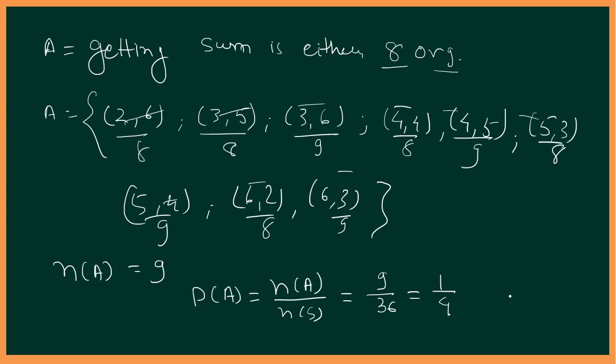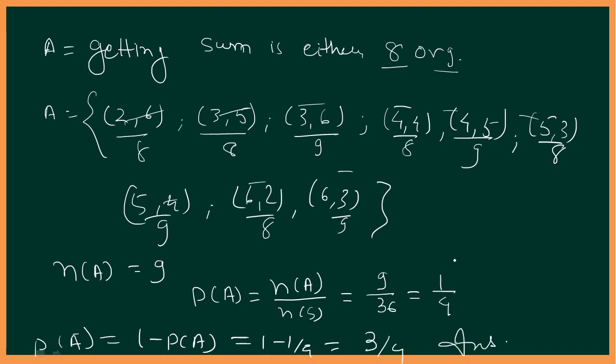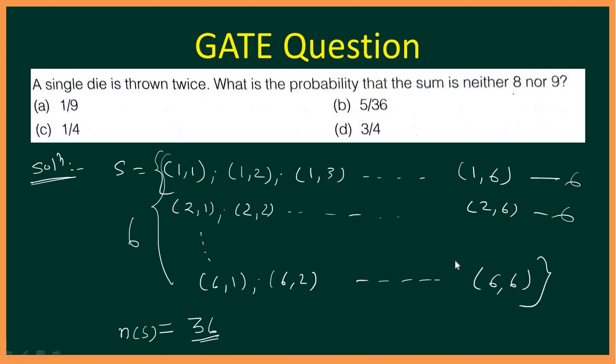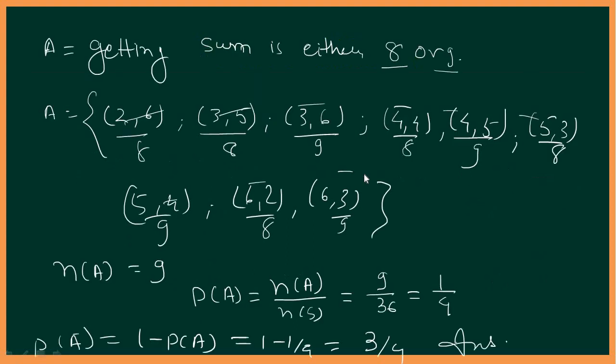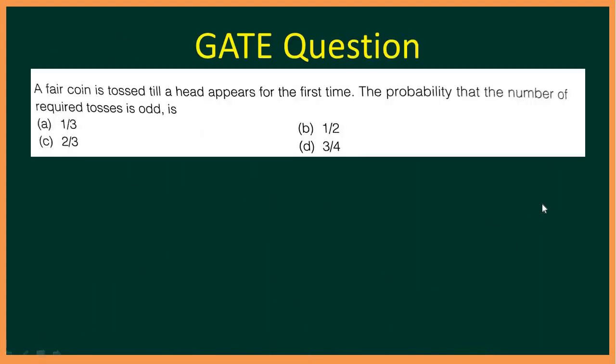So our final answer will be P A bar will be 1 minus P A, means 1 minus 1 by 4, means it will be 3 by 4. This will be your final answer. So let's see the options. So here you can see in option D we are getting 3 by 4. So the right option will be option D.